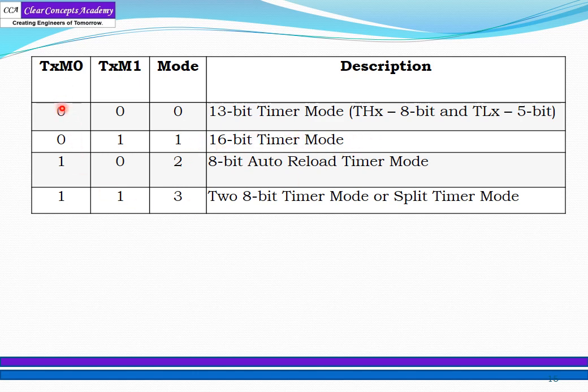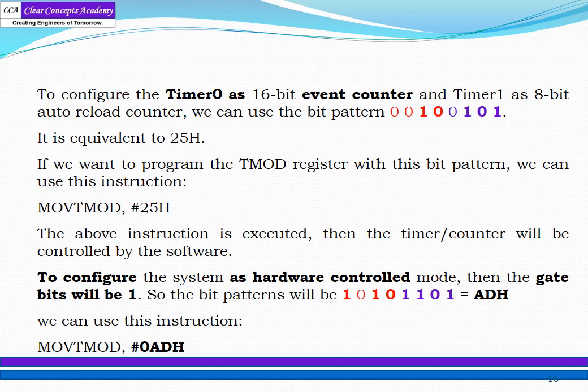When M0 is 0 and M1 is 1, it will work in mode 2. That means it is 8-bit auto reload timer mode. What is auto reload? That we will see subsequently. And when both are 1, it will work as mode 3, two 8-bit timer mode or split timer mode, which will be working independently.